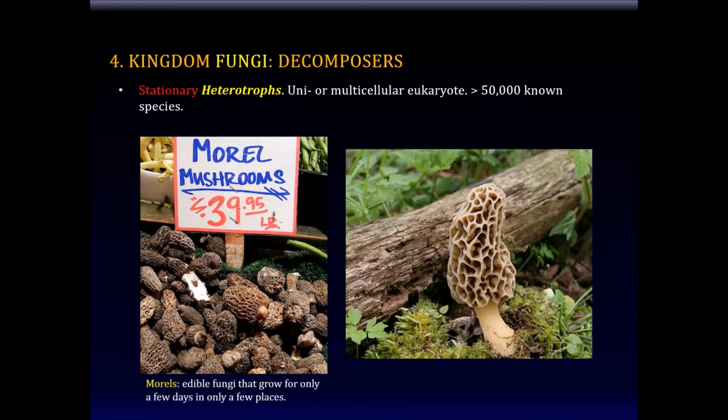Stationary. They don't move. Ever seen a fungi move? They're unicellular or multicellular eukaryotes. There are more than 50,000 known species. There are lots of them. When I studied biology, I didn't think fungi deserved their own kingdom. But no, they're very complex and very important. There are 50,000 species of fungi. You just don't see them. Yeah, they're humble.